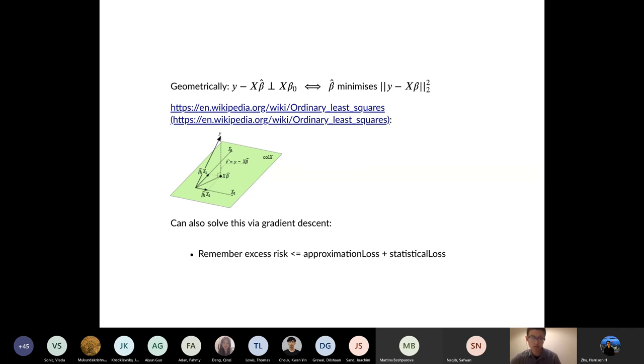It's not only because it's mathematically intriguing, it also has some graphical illustration. It's a bit hard to use my cursor here. It's basically trying to find the smallest distance between our X beta in the space and our Y. That's why we do this projection. Is there a question here?